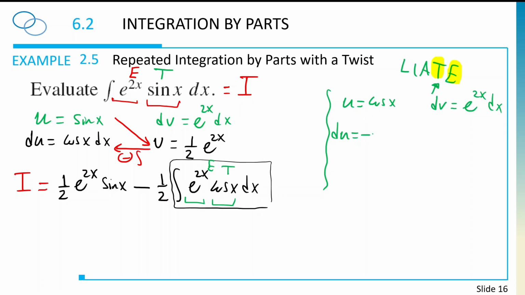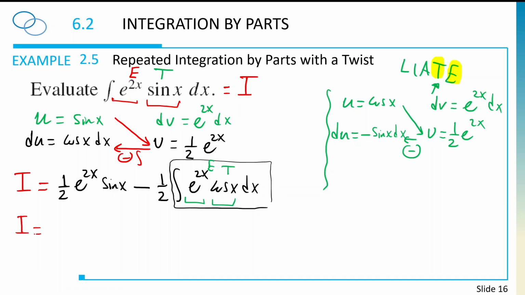So the derivative of cosine is negative sine of x dx. The integration here will be again half e to the power of 2x. And I'll follow the integration by parts. Okay, let's do it here.